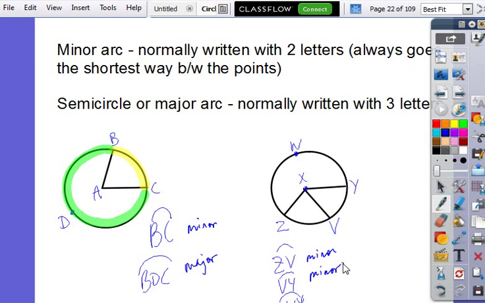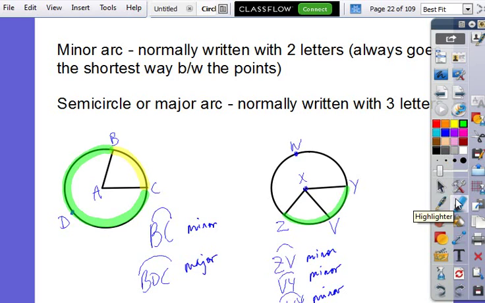Look at it now. ZVY. ZVY goes from Z to V to Y. That's as far as it goes. It's still less than half the circle, so even though it's got three letters, it would still be a minor arc.